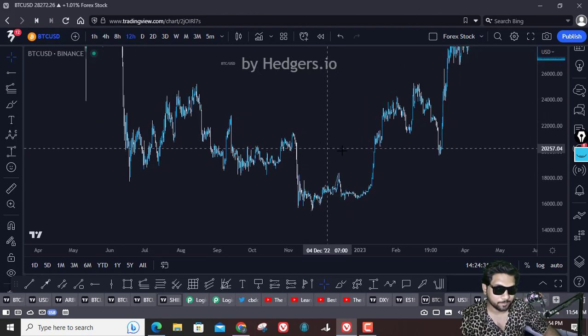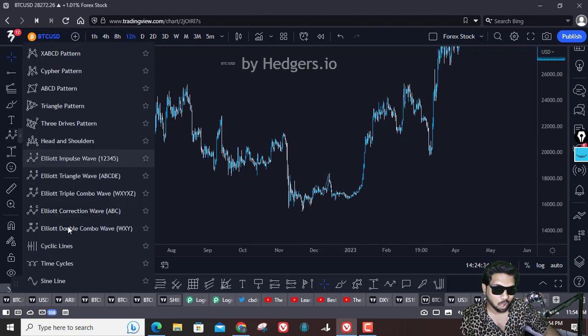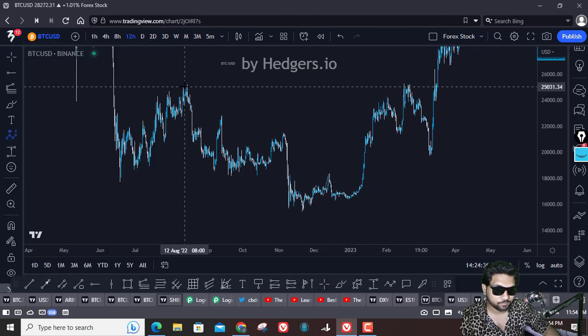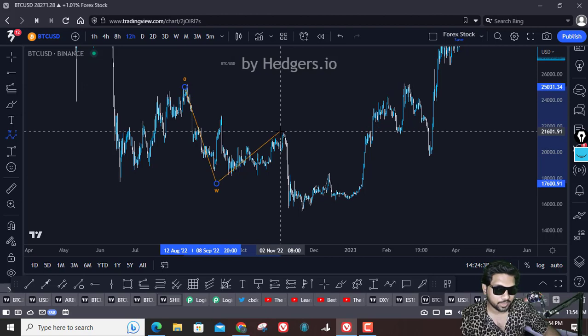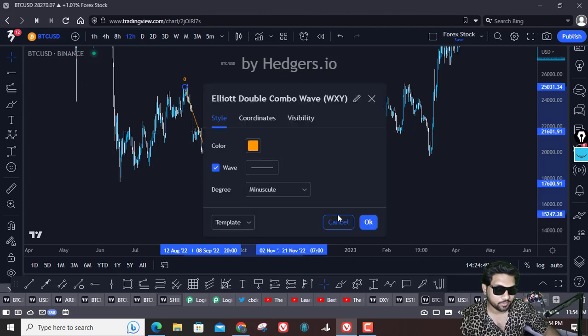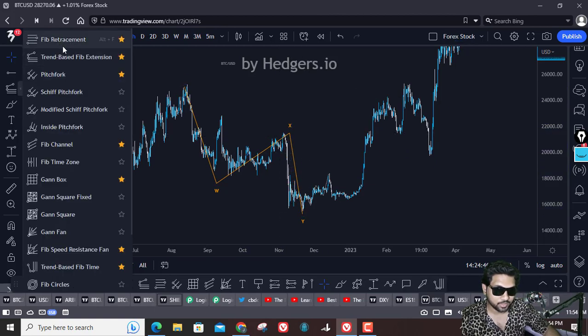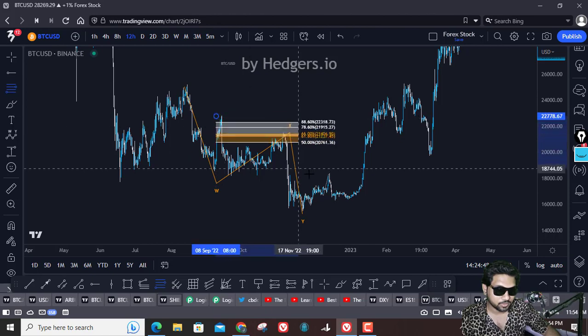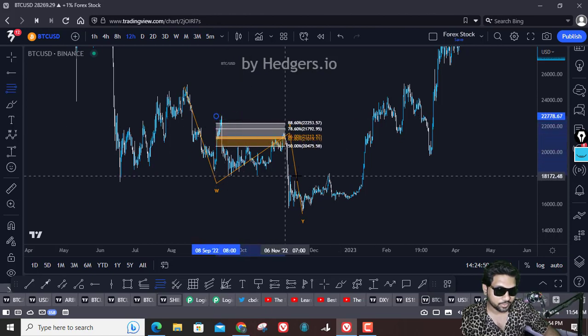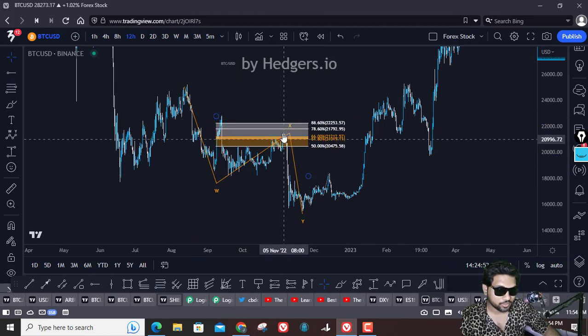So that could be your WXY. Yes, here we go. W, X, and Y. How are we going to confirm this X? By the help of this, starting off the W here. Now you see here, this is the target 0.5618, and exactly it is respecting.